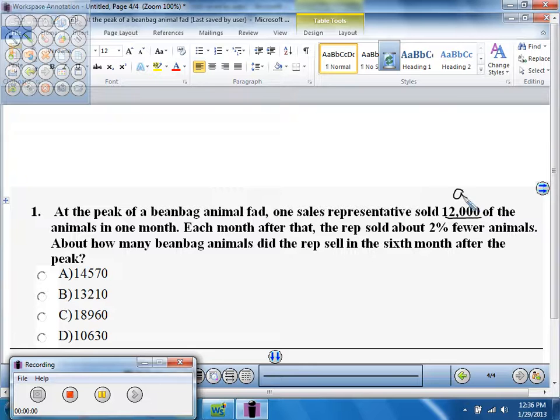Alright, so this is going to be our A value. Now remember, we're going to use the general formula y is equal to A times 1 plus or minus the rate, and then to a variable. We've got to figure out if it's a growth or decay. In this case, it's going to be t for time. So A is what we start out with, so I would write 12,000 here.